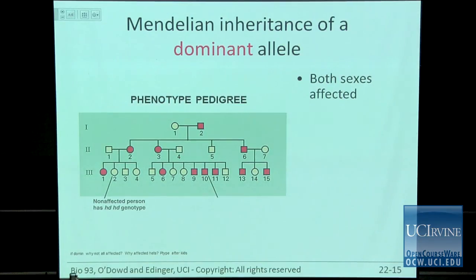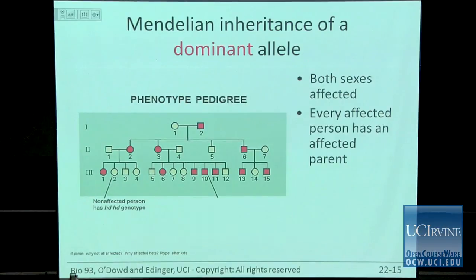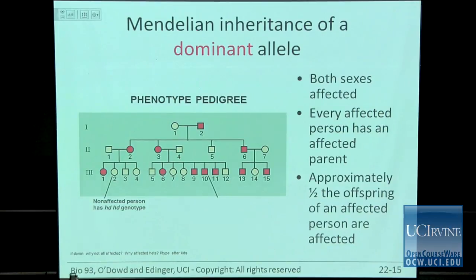Okay, on we go. Dominant alleles. So here we have a pedigree where there's no half filled-in people. All the filled-in guys are affected. Again, we see that both sexes are affected with equal frequency. In this case, every person has an affected parent. And that's because it only takes 1 allele to be affected. So if you pass it on to the next generation, you were affected too. Approximately half the offspring of an affected person are affected.